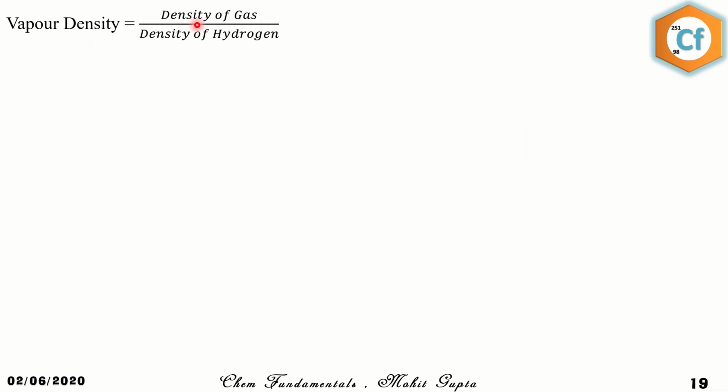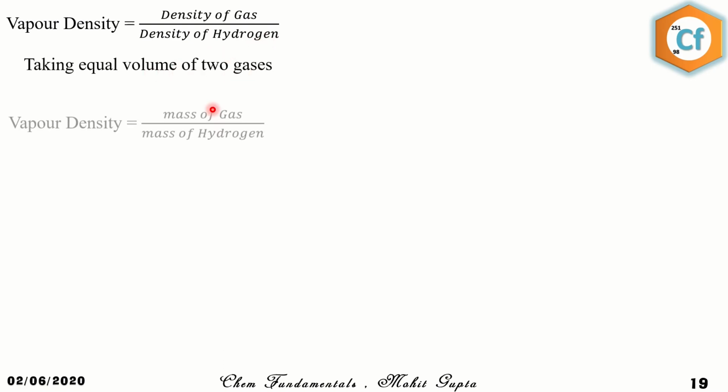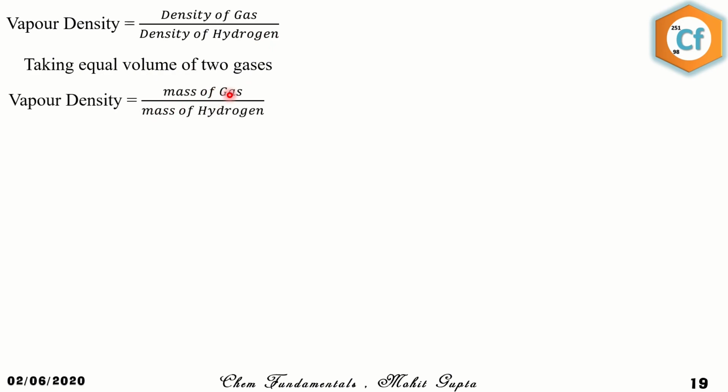Vapor density is the density of the gas divided by the density of hydrogen. We have taken hydrogen as a standard, which means the vapor density is the density of the gas with respect to the density of hydrogen. In this case, if I take the volume of the two gases the same, vapor density would be equal to the mass of the gas divided by the mass of hydrogen, since density is mass per unit volume, so volume would be divided by the volume.